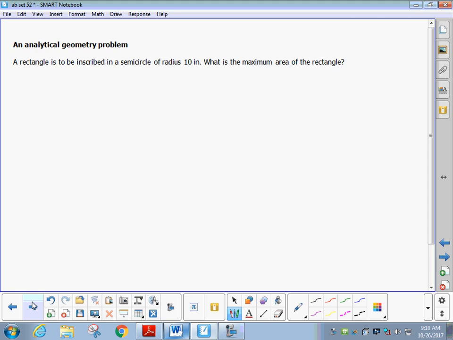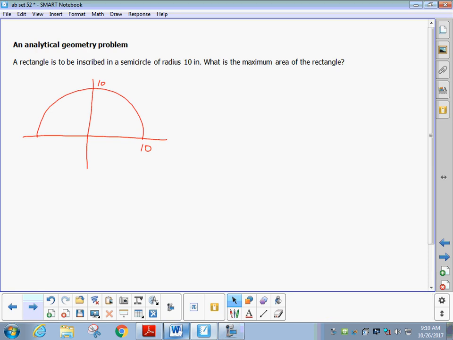So a rectangle is inscribed in a semicircle of radius 10. Now it would be logical, in order to get equations to this, to put it on the coordinate plane, and the easiest version of the semicircle would be the one centered at the origin. Agree? And it has a radius of 10. A rectangle is inscribed, so that means inside. What's the maximum area of the rectangle?